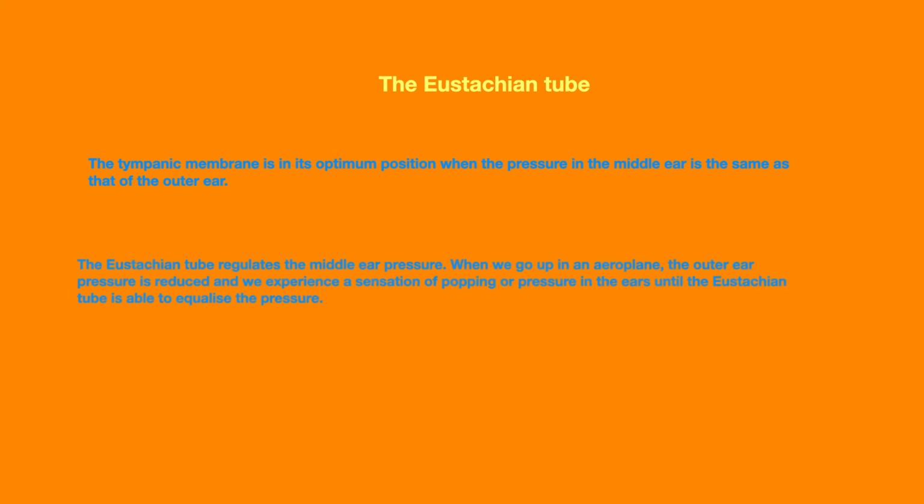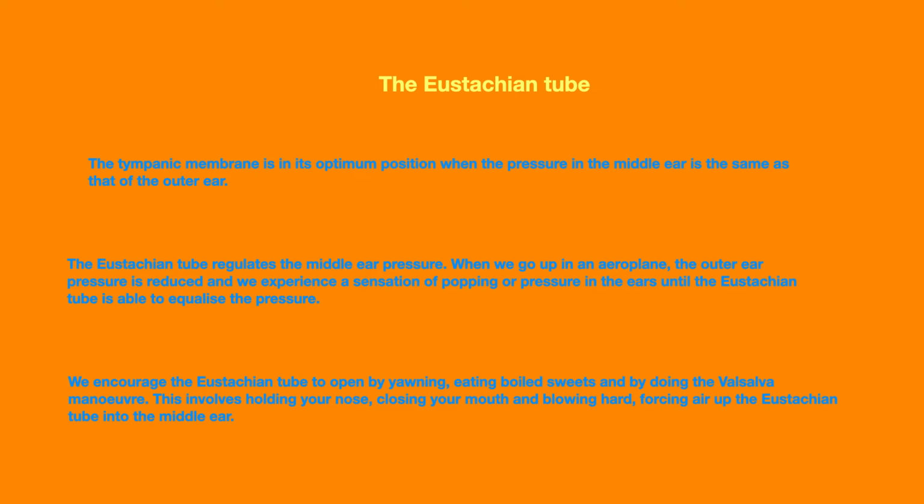The tympanic membrane is in its optimum position when the pressure in the middle ear is the same as that of the outer ear. The Eustachian tube regulates the middle ear pressure. When we go up in an aeroplane, the outer ear pressure is reduced and we experience a sensation of popping or pressure in the ears until the Eustachian tube is able to equalize the pressure. We encourage the Eustachian tube to open up by yawning, eating boiled sweets, or by doing the Valsalva maneuver. This involves holding your nose, closing your mouth, and blowing hard, forcing air up the Eustachian tube into the middle ear.